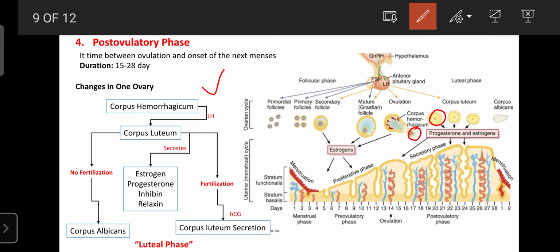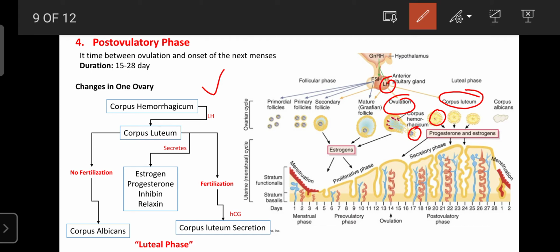Okay, this corpus hemorrhagicum is under the influence of luteinizing hormone once again. In the ovulation phase, estrogen gives a signal to the hypothalamus, and the hypothalamus releases LH. On one side, this LH induces ovulation, and on the other side it is involved in the development of the corpus luteum from the damaged mature follicle cells, the Graafian cells. Due to the collapse, bleeding occurs, so they are known as the corpus hemorrhagicum, and under the influence of LH they are further converted and become the corpus luteum.